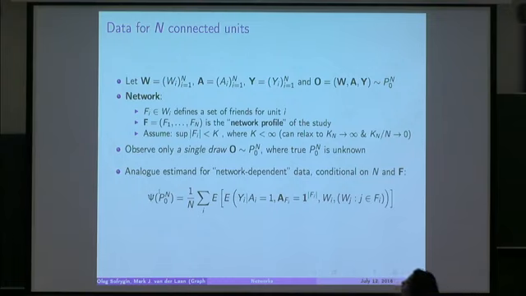And we make some assumptions that the size of these sets is bounded by some universal constant k. We can also relax that assumption by assuming that this k goes to infinity, but as long as k over n goes to 0. And this is what I learned in this workshop is referred to as a sparse network. OK, so we observe a single draw of this O from some unknown distribution.